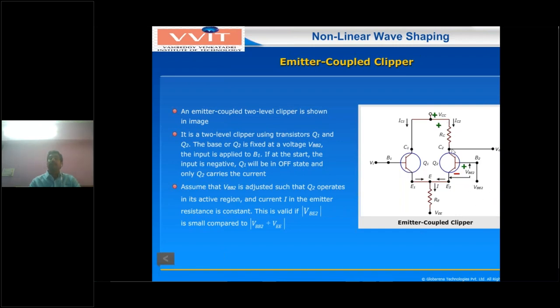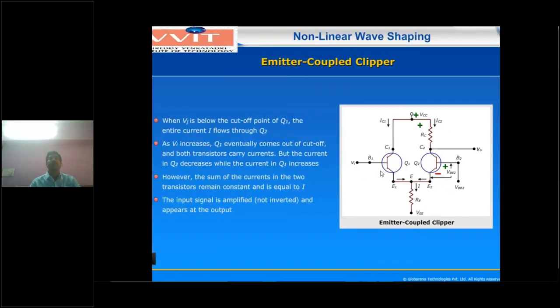Now, since transistor Q2 is on, IC2 flows from base 2 and emitter 2, and comes to the RE resistor. Now the RE current I is constant. So this I is equal to IE2 only. IE1 equals 0 because transistor Q1 is off when our input is at the negative peak. Now coming to another condition.